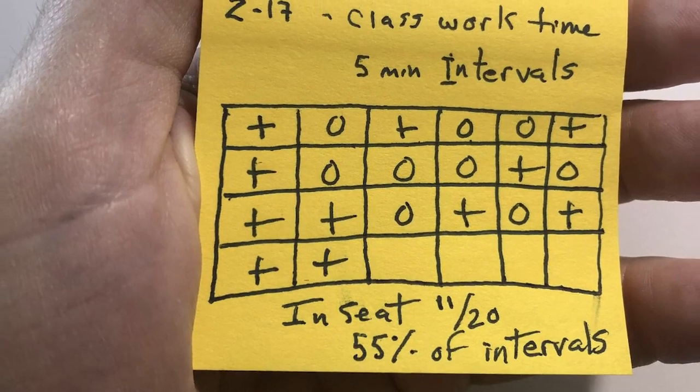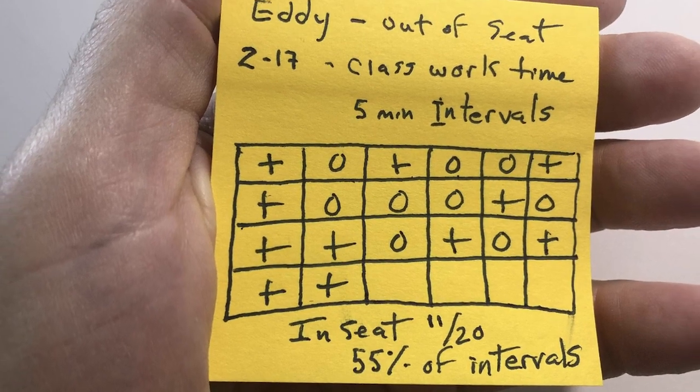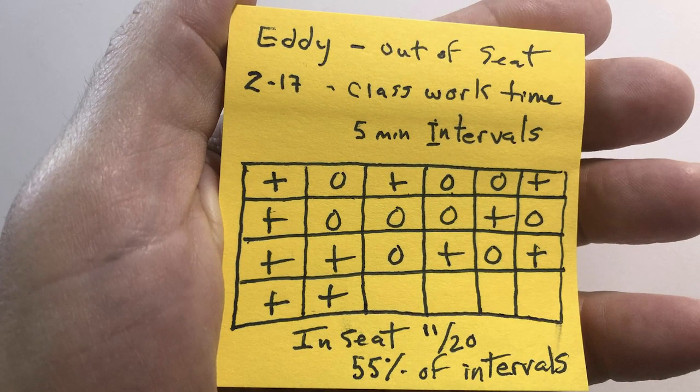Obviously, this method will tend to overestimate behavior, but this isn't a problem because the behavior happens infrequently. The main thing is that it produces consistent data that allows us to track whether the student's behavior is changing.